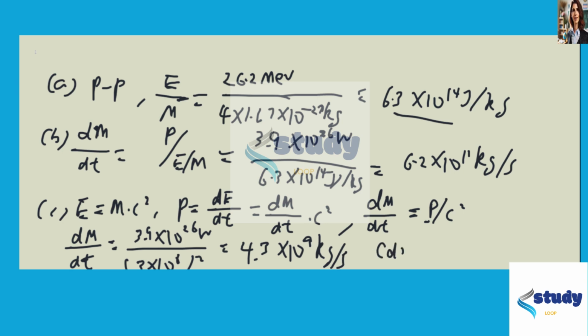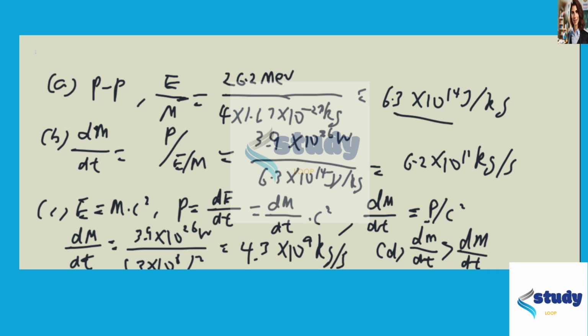And for part D, as we can see that the mass losing rate in part B is actually greater than the one in part C. That's because in the whole reaction, most of the mass is still transferred into the helium, and the helium still stays inside of the sun. So that actually accounts for this difference.